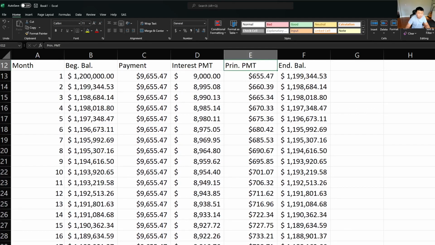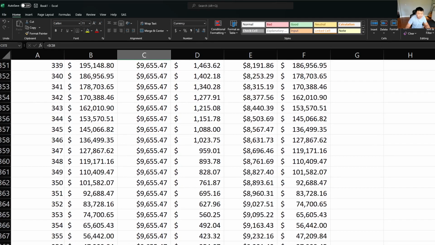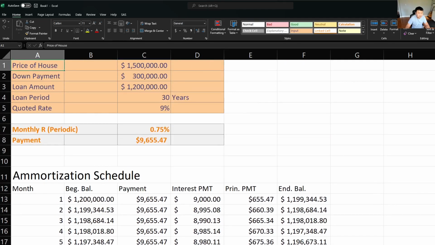So our total monthly payment is just 9,655. So in the end, almost all the payment amount is counting towards the principal. The reason is that you pay so little interest because you have less and less beginning balance to calculate your interest. So this is how we construct the amortization schedule. If you have any questions, let me know.